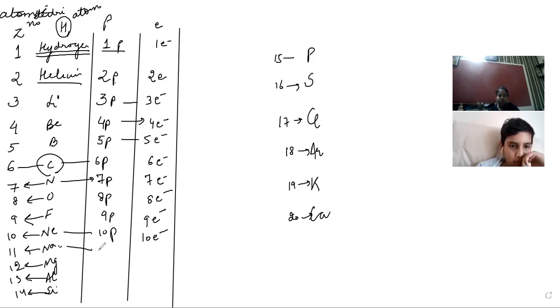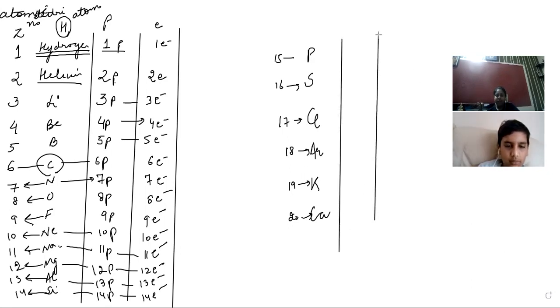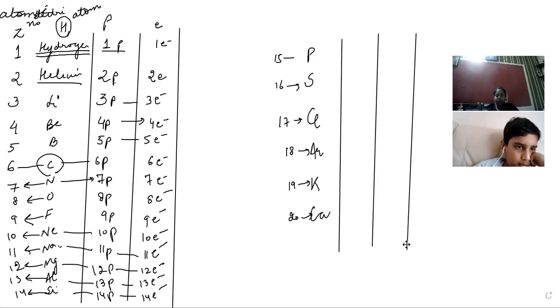Sodium, 11 protons would mean 11 electrons also. 12 protons would mean 12 electrons also. 13 protons would mean 13 electrons also. 14 protons would mean 14 electrons also. I hope you're understanding. I'm very quickly writing it down, right? Whatever is the atomic number, you know it is the number of protons.